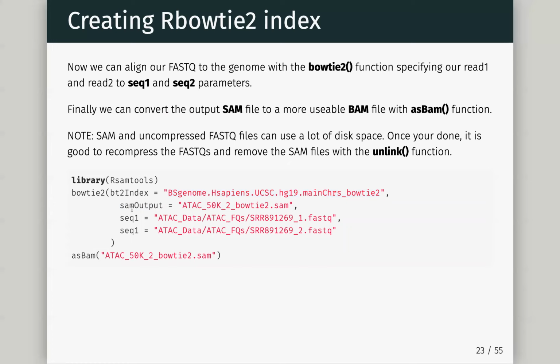We don't need to specify a maximum fragment length in Bowtie 2. It's not going to cut off reads if they're too far away. And then on our SAM file, we can just do as BAM, give it the path to our SAM file, and it will just update that file and produce a .bam.